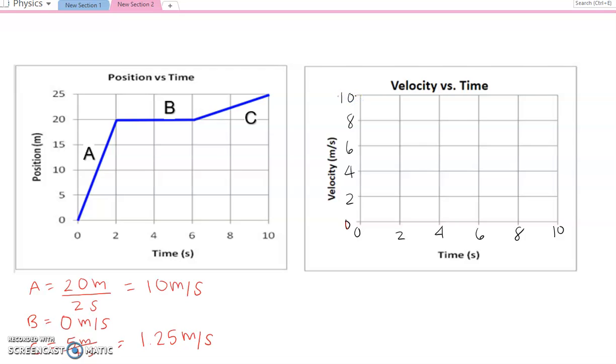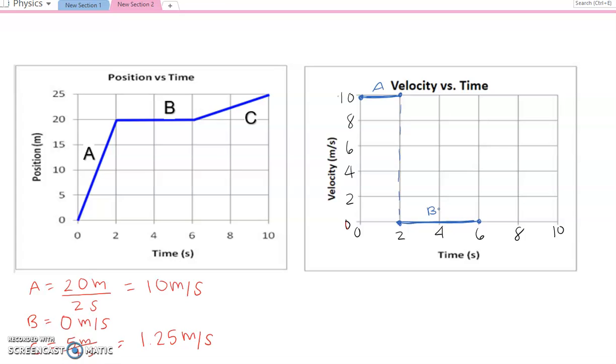So for letter A, I travel at 10 meters a second, that's my velocity, and I do that for 2 seconds. So from 0 to 2, I have a speed of 10 meters per second. So that's letter A. From 2 seconds until 6 seconds, I'm not moving, meaning I have a velocity of 0. I'm going to connect those with my dotted line and label this B.